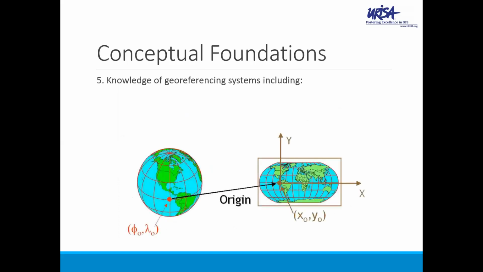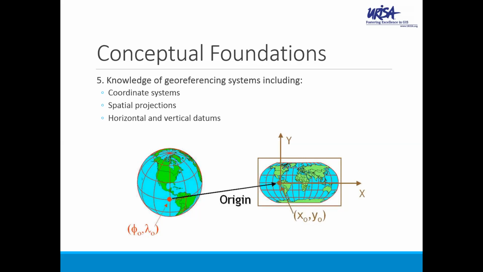So we can look at this fifth foundation, and this is knowledge of georeferencing systems, which would include coordinate systems and different spatial relationships. There are a lot of different reference systems, datums, projections, and coordinate systems that we can use to represent locations and to show the positions of features on the Earth. And we need to understand what the purpose of each is, so that we can best represent, and just as importantly, perhaps more importantly, not misrepresent the information that we are trying to convey.